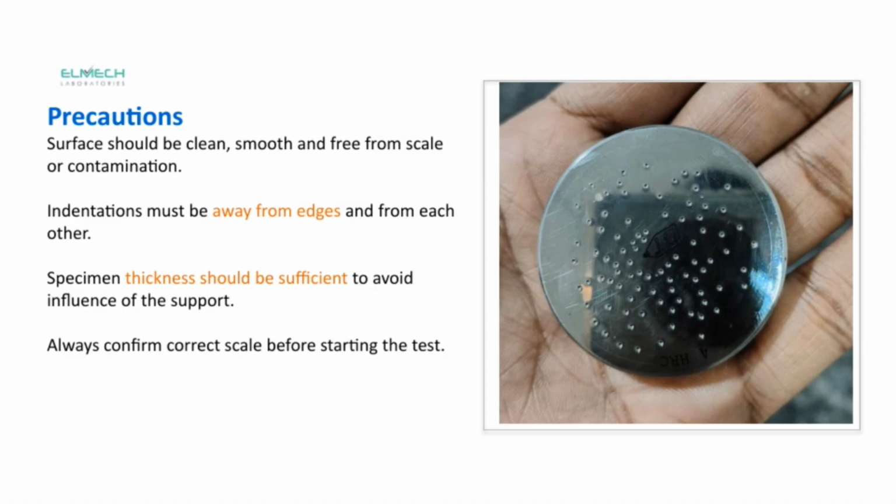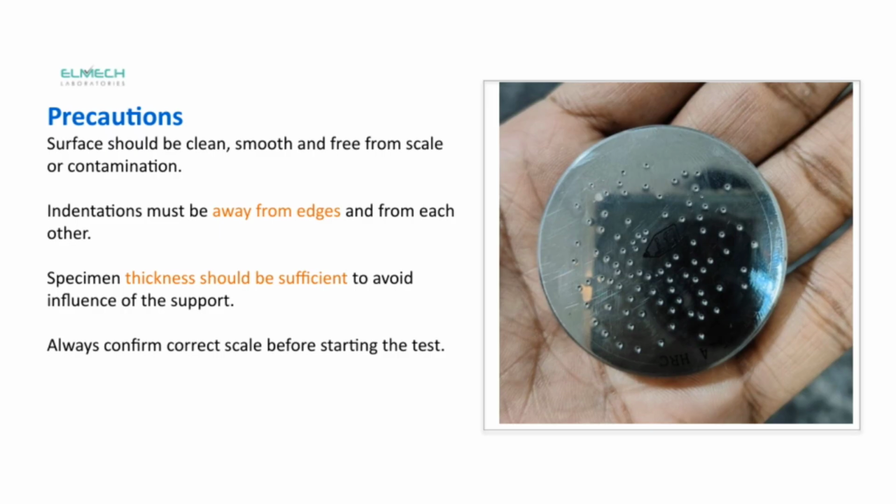When it comes to precautions, the first thing I want to emphasize is that the surface we're working with should always be clean, smooth, and completely free from any scale or contamination. This helps ensure accurate results and prevents any interference during testing. Next, when we're preparing indentations, they need to be positioned away from the edges and from each other. This spacing is crucial because it minimizes the risk of the indentations affecting each other or being influenced by the edges of the specimen, which could skew our measurements.